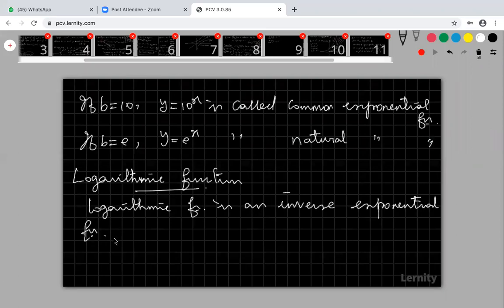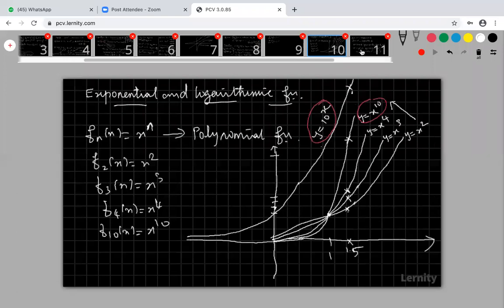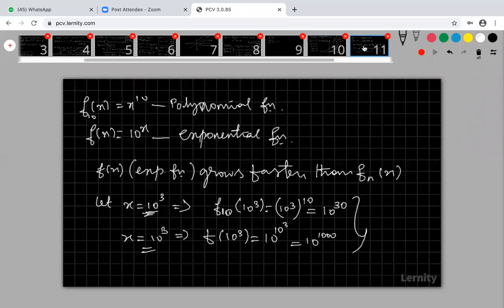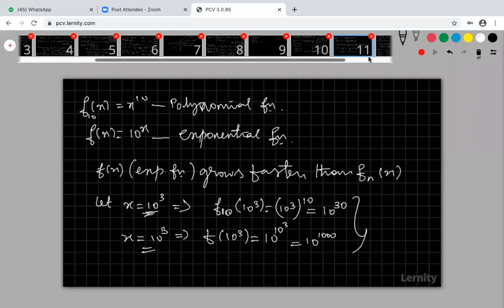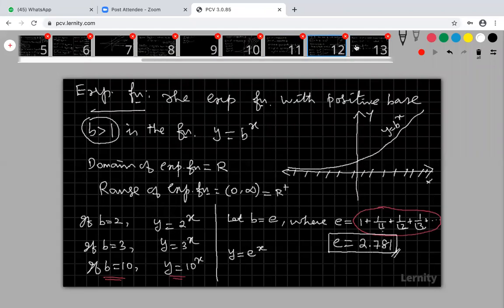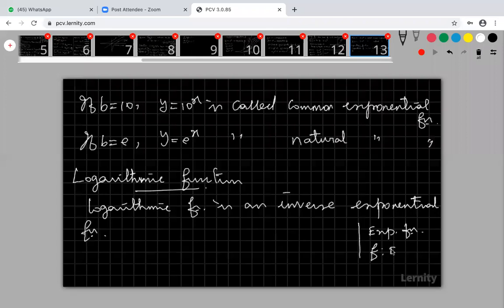What is my exponential function? The exponential function is a function, and we'll look at its domain and range. The domain of the function is the real numbers and the range of the function is R plus. This is my exponential function.